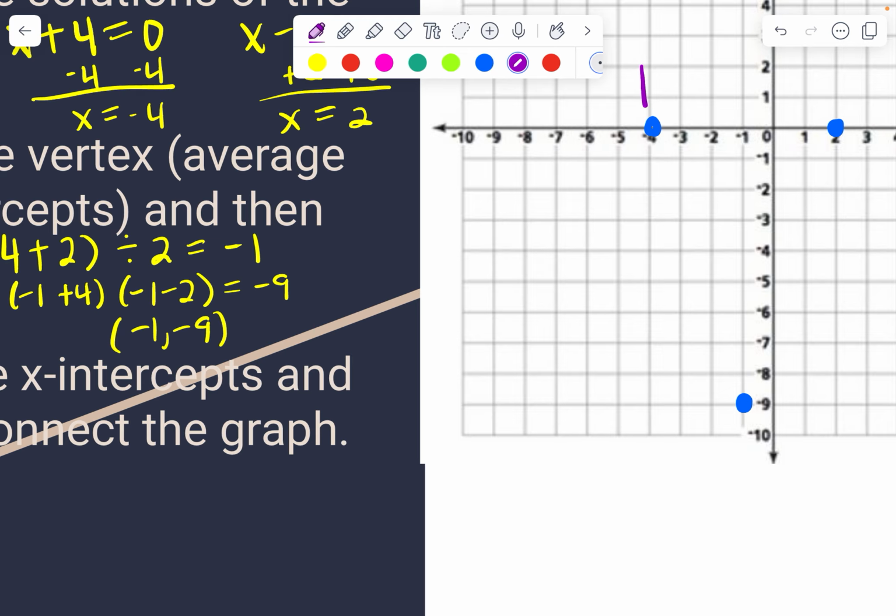Make sure when you connect them that you curve it a little bit. You don't want it to look like a V. So don't just connect it using 2 straight lines. And there is our graph.